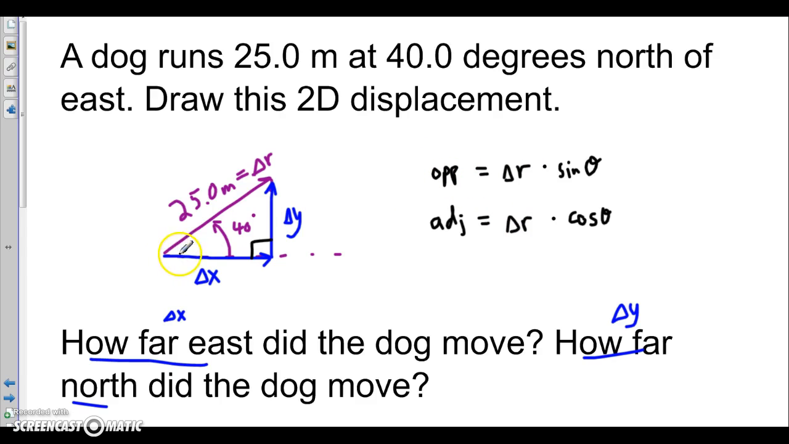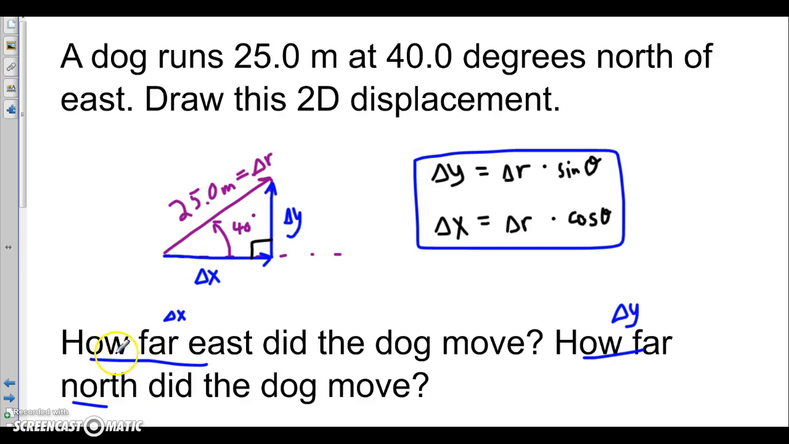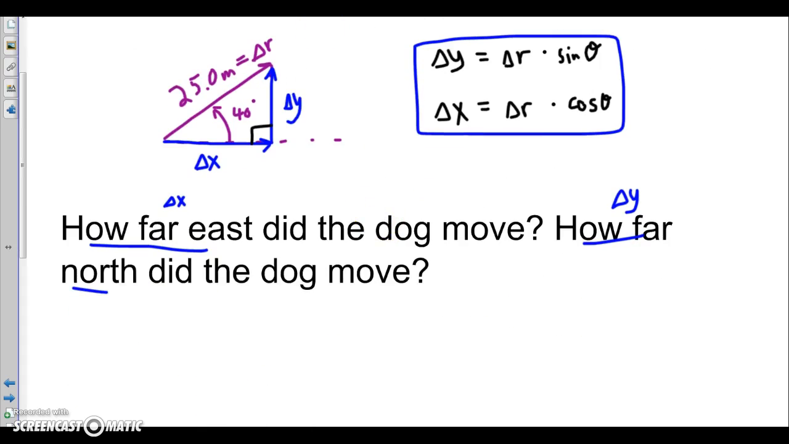What's opposite the angle theta? Here's my angle theta, and delta y is opposite. So let me change this. And what's adjacent the angle? Which leg is adjacent? It's delta x. Delta r is not the adjacent leg because it's the hypotenuse, not a leg. So this is delta x. These are some equations that will be given on the equation sheet, and you can use them to calculate how far east the dog moved and how far north the dog moved. Let's do that calculation. You just plug in the numbers.